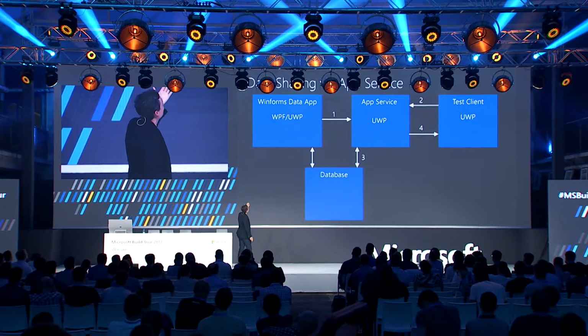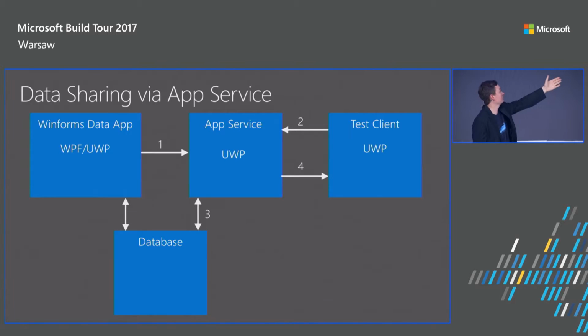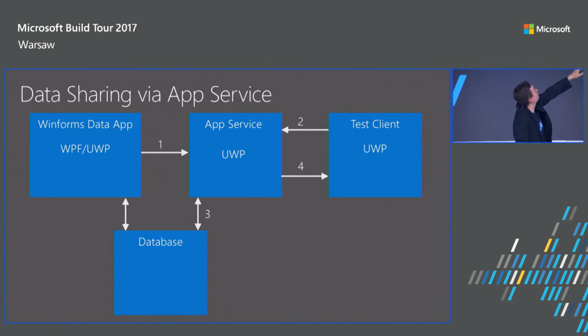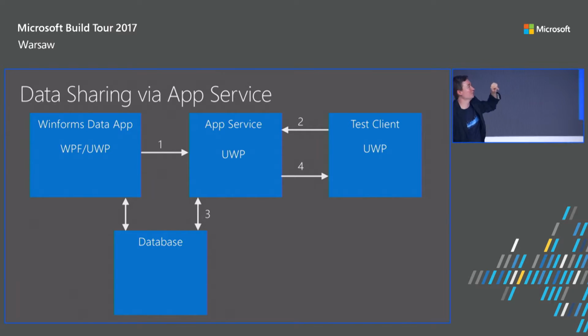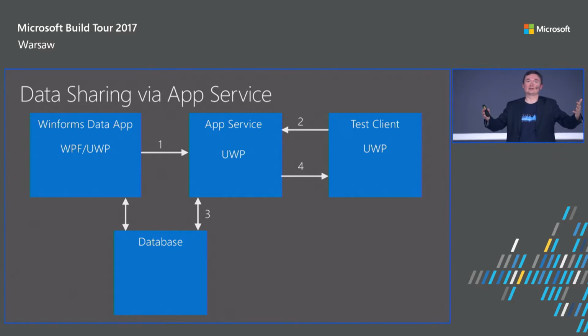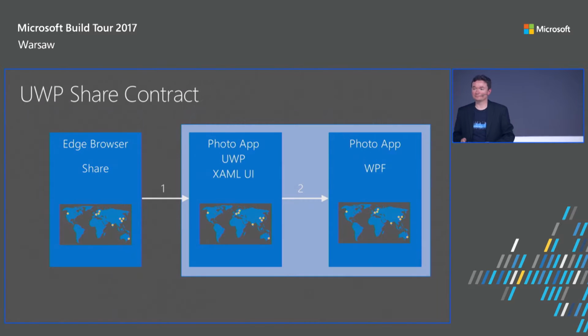I have a WinForms data app, I have an app service, and I have a test client, a UWP app. And both the app service and the WinForms data app have access to the database. And the test client just queries the app service so it can access the database too. And this is really a good opportunity for you to start sharing data with the UWP ecosystem, even if you don't add features to your existing Win32 application.